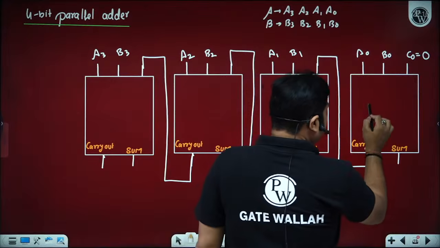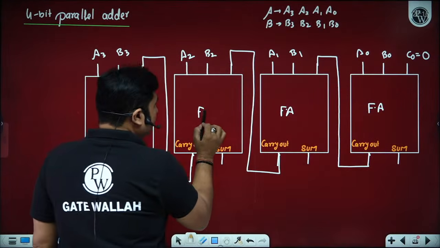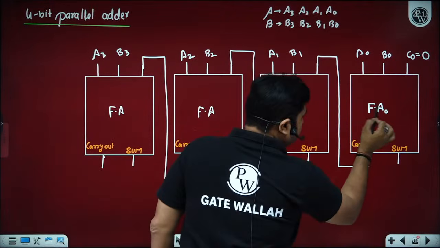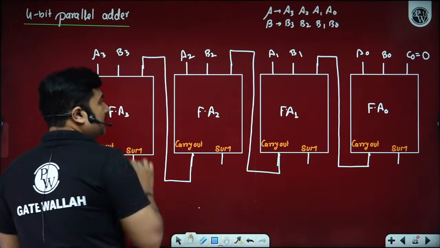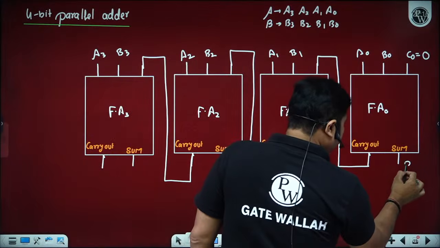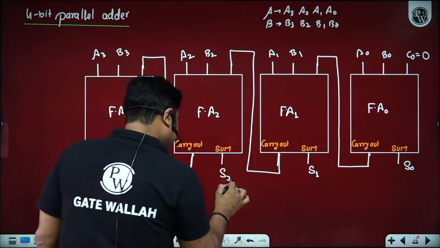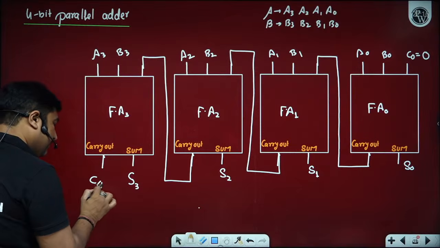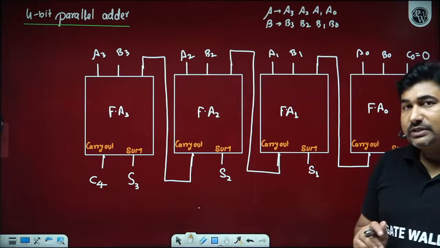Now we have one full adder, another full adder, another, and another. I'm just naming them full adder 0, full adder 1, full adder 2, full adder 3. Full adder 0 will give sum out S0, and the others will give S1, S2 and S3. Your addition result will be available when all the sum bits and carry bits are available. Is it okay? Yes sir.